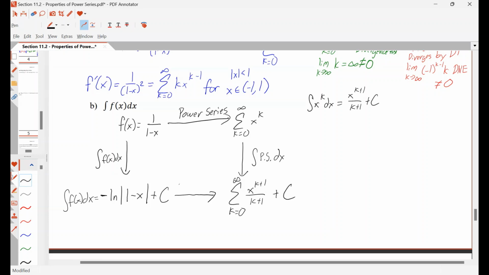I don't need the plus c on both. So where we drop the plus c is actually from the function side, meaning we have the integral of f of x dx is equal to the negative natural log of the absolute value of 1 minus x, which is also the power series k equals 0 to infinity x to the k plus 1 over k plus 1 plus c.